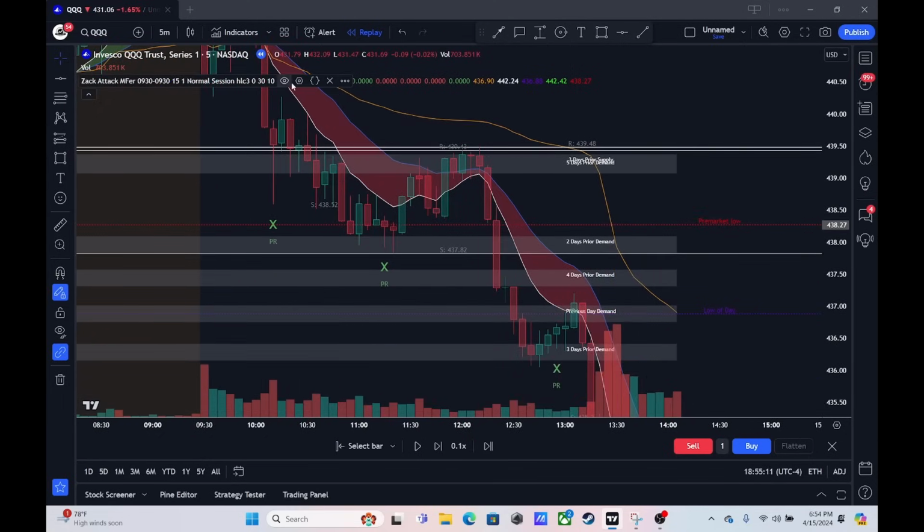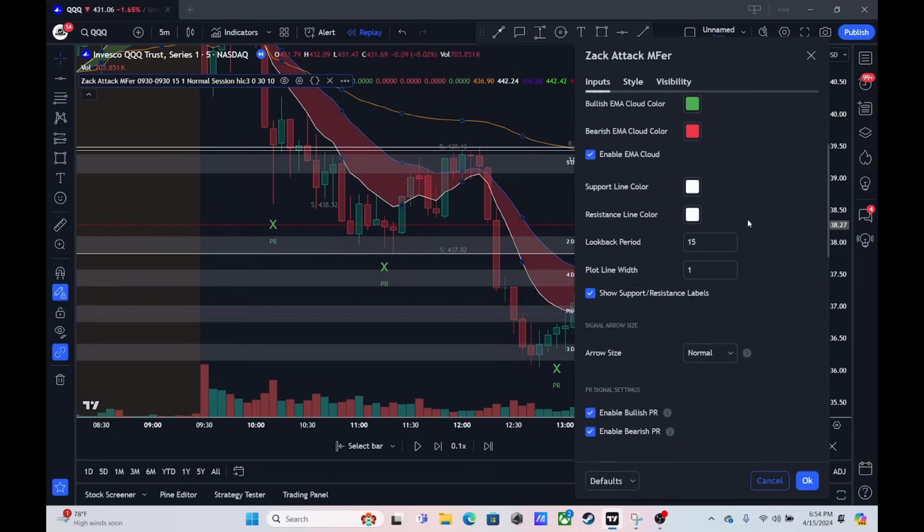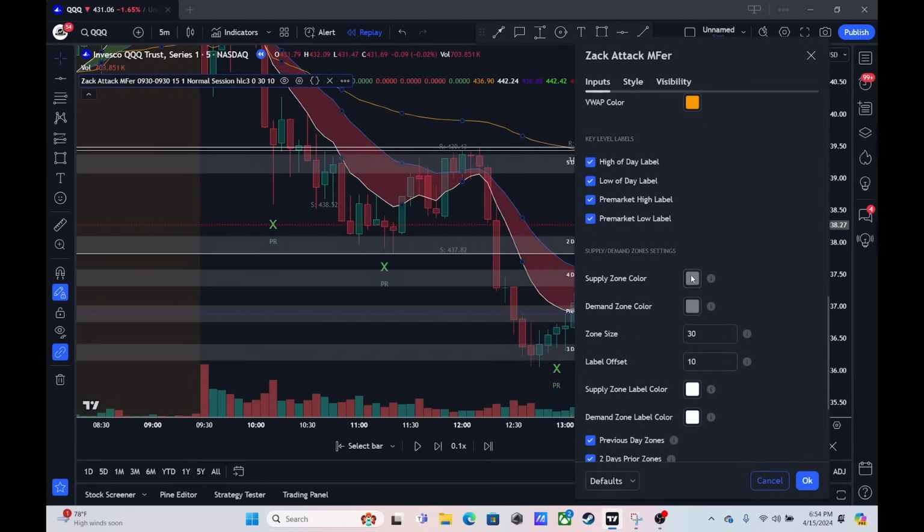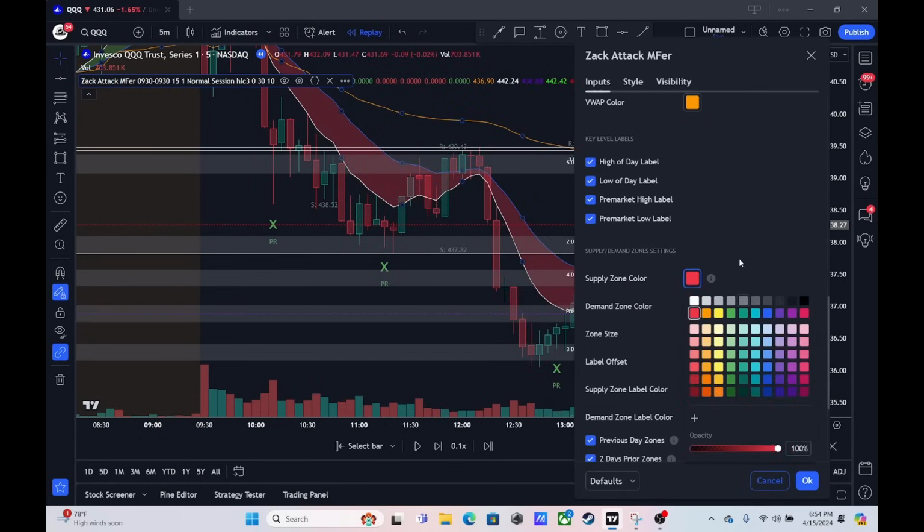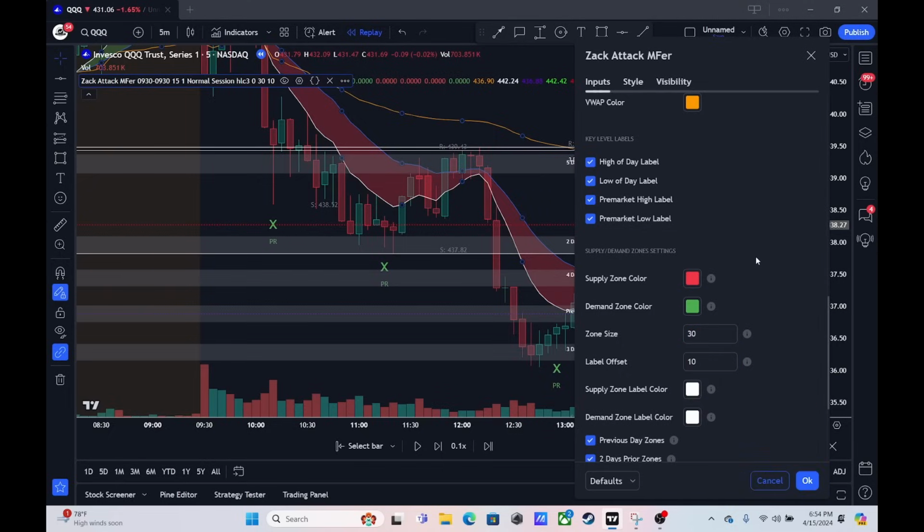And those are automatically plotted, and they will dynamically shift. You don't have to touch them at all. Now you can actually change the colors. If you want to make your supply zones red and your demand zones green, you can absolutely do that.